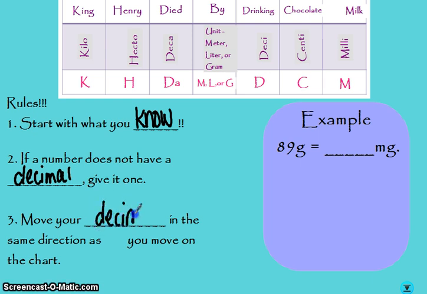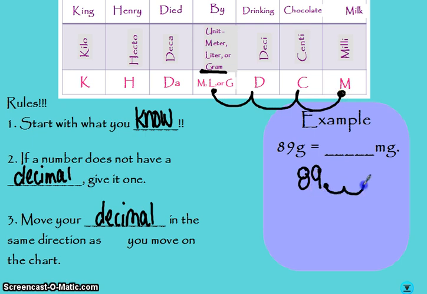So let's do this example to the right together. So we have 89 grams and we want to turn it to milligrams. Well, grams is in base. So here we have grams and we have 89. Well, I know that the decimal is on the right. I'm adding my decimal. And I know that in order to get to milli, I'm going to start here, and I need to go 1, 2, 3 bunny hops. So I'm going to do the same thing here. 1, 2, 3 bunny hops.